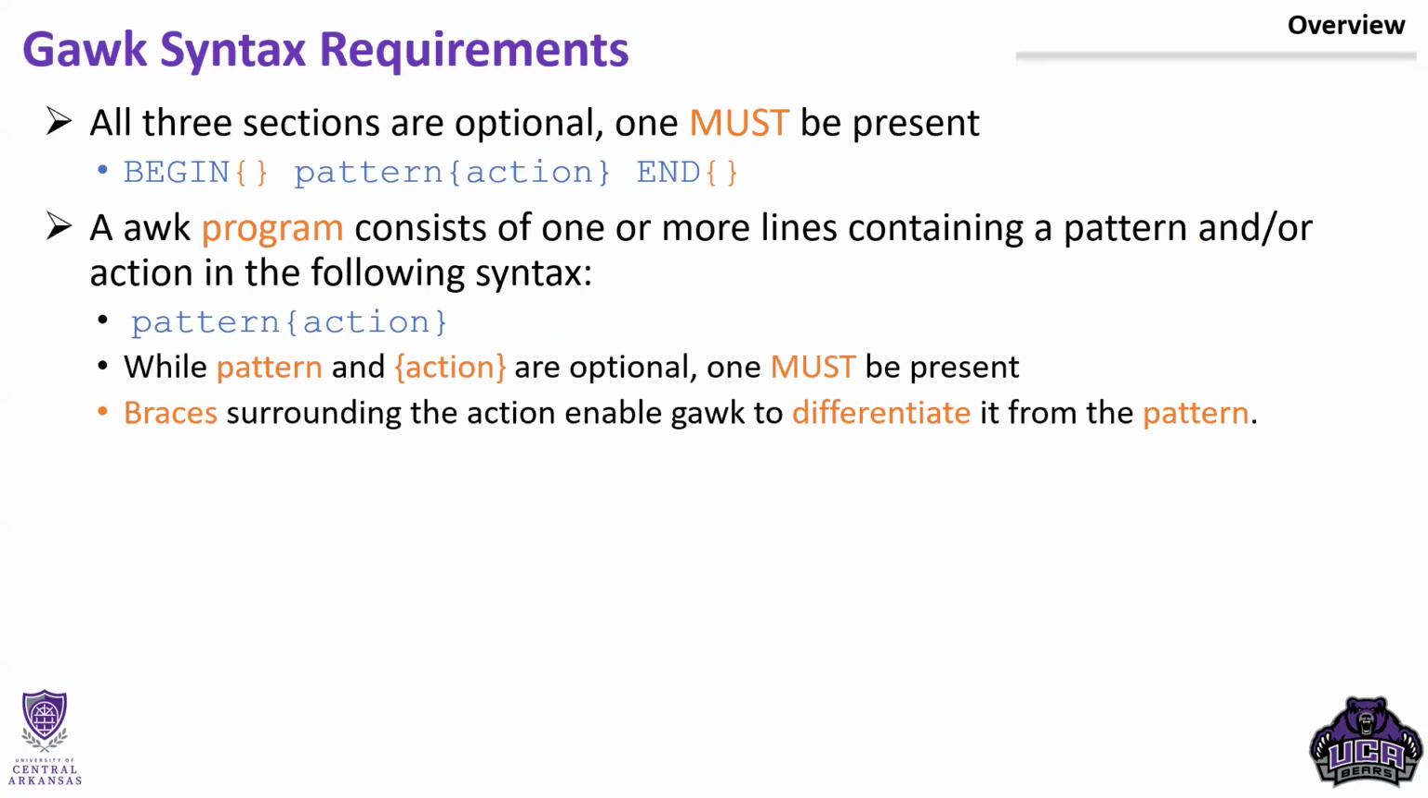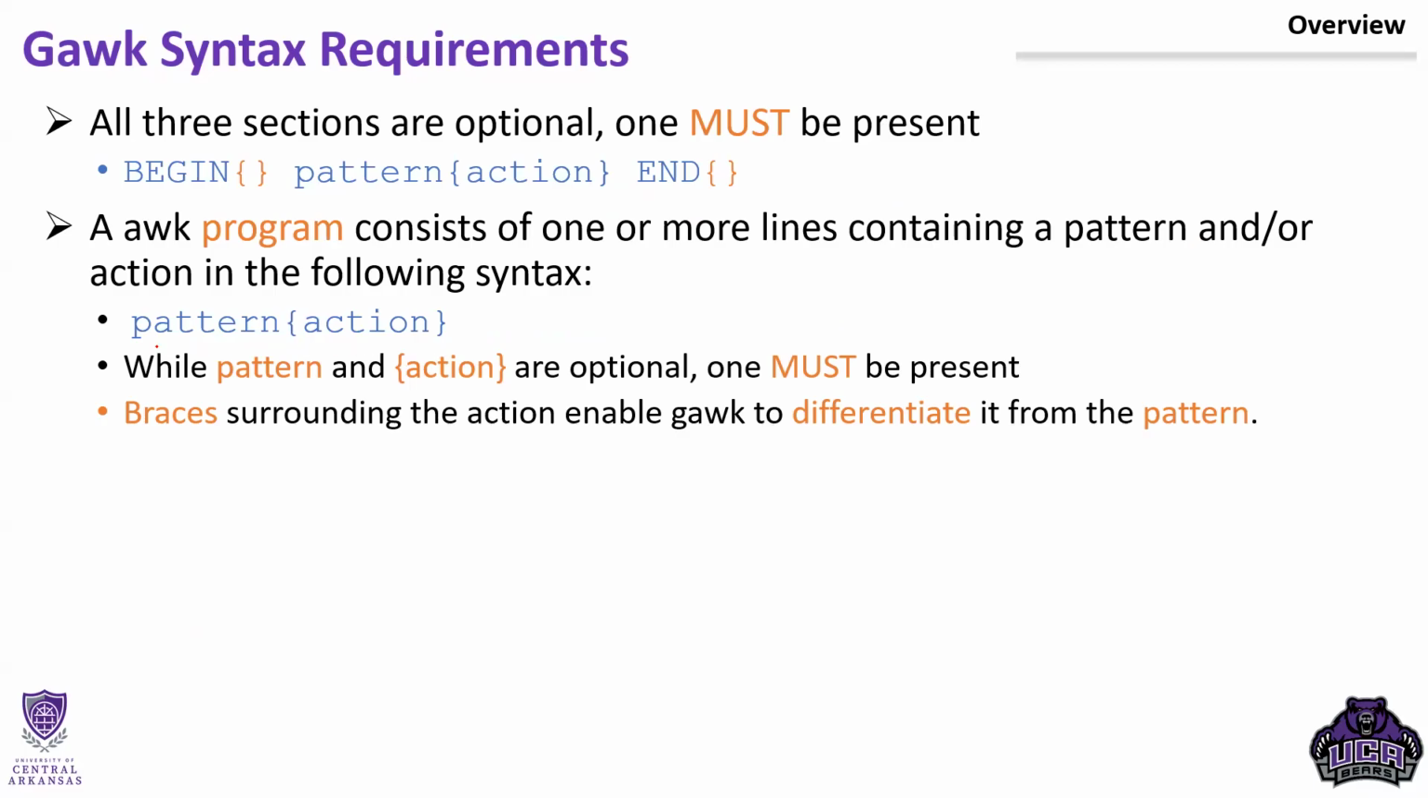All right, so there are 3 sections, and they are all optional, and that is the begin. And there's this pattern action. Sometimes it's referred to as just the body, because that's where your main code's going to be. And then they have this end block. So they are all optional, but you have to have at least one, or otherwise it's just not going to do anything.